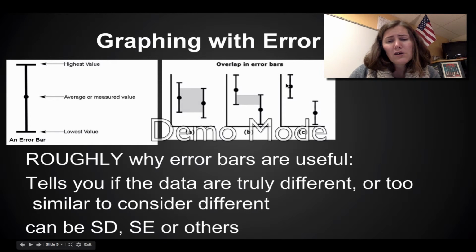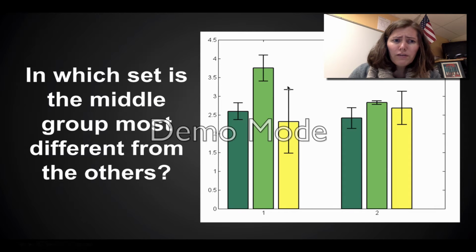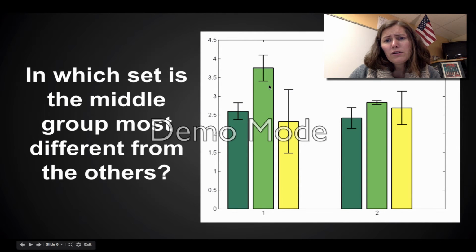And again, that just tells you something about the quality of your data and how much confidence you can have in it. If you were to look at this graph, it says in which set is the middle group most different from the others, set 1 or set 2. You can see here that in set 1, there is no overlap of this green bar with either the yellow or this other green bar. Compare that to here, there's overlap completely with this yellow bar. So actually these numbers don't represent different values. They could represent the same value, and so you wouldn't say that those are actually different.